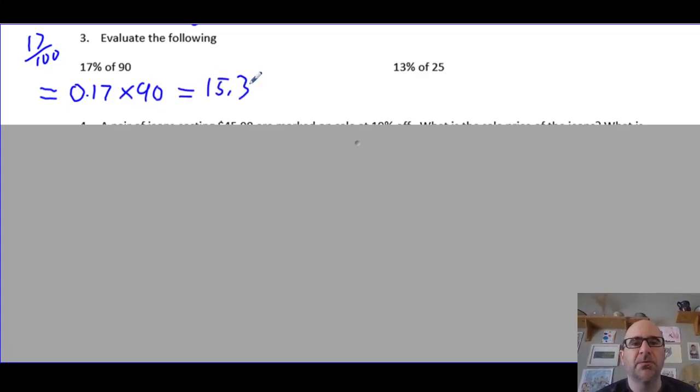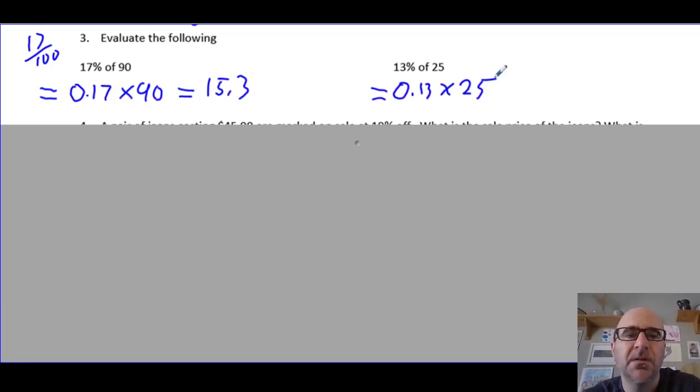Same thing with 13% of 25: 13%, 13 out of 100, 0.13, and then multiply that by 25, which will give you 3.25.